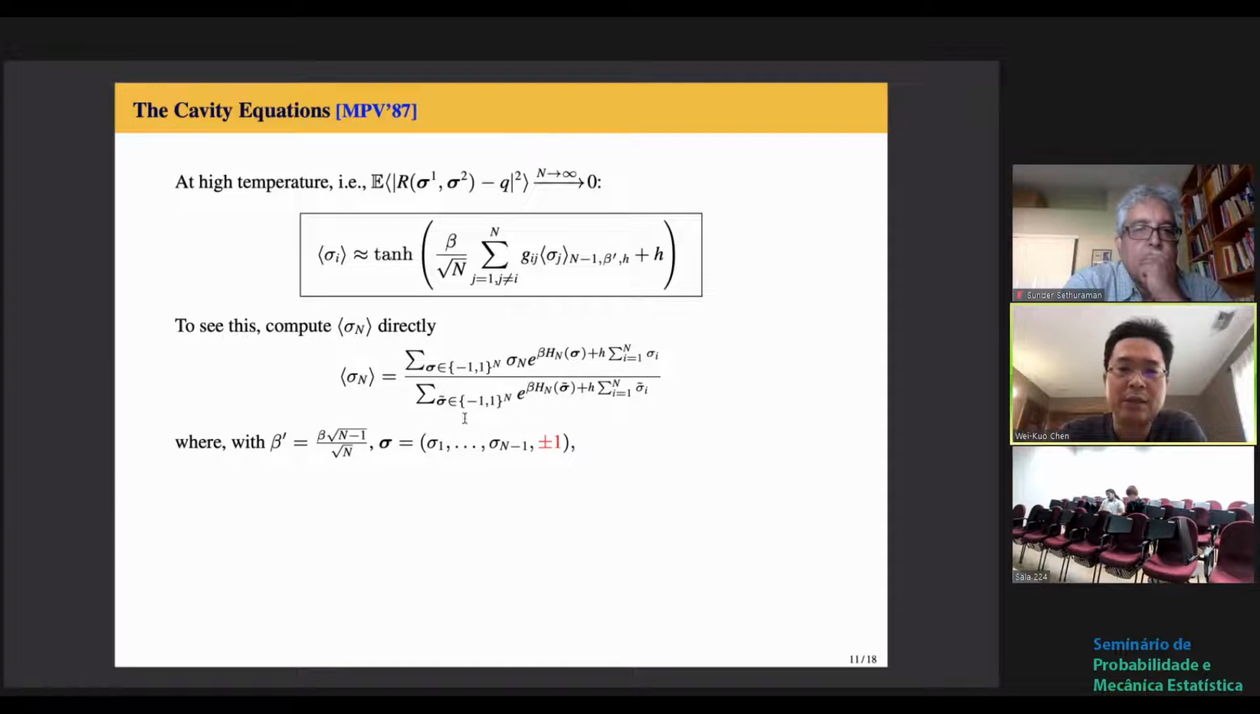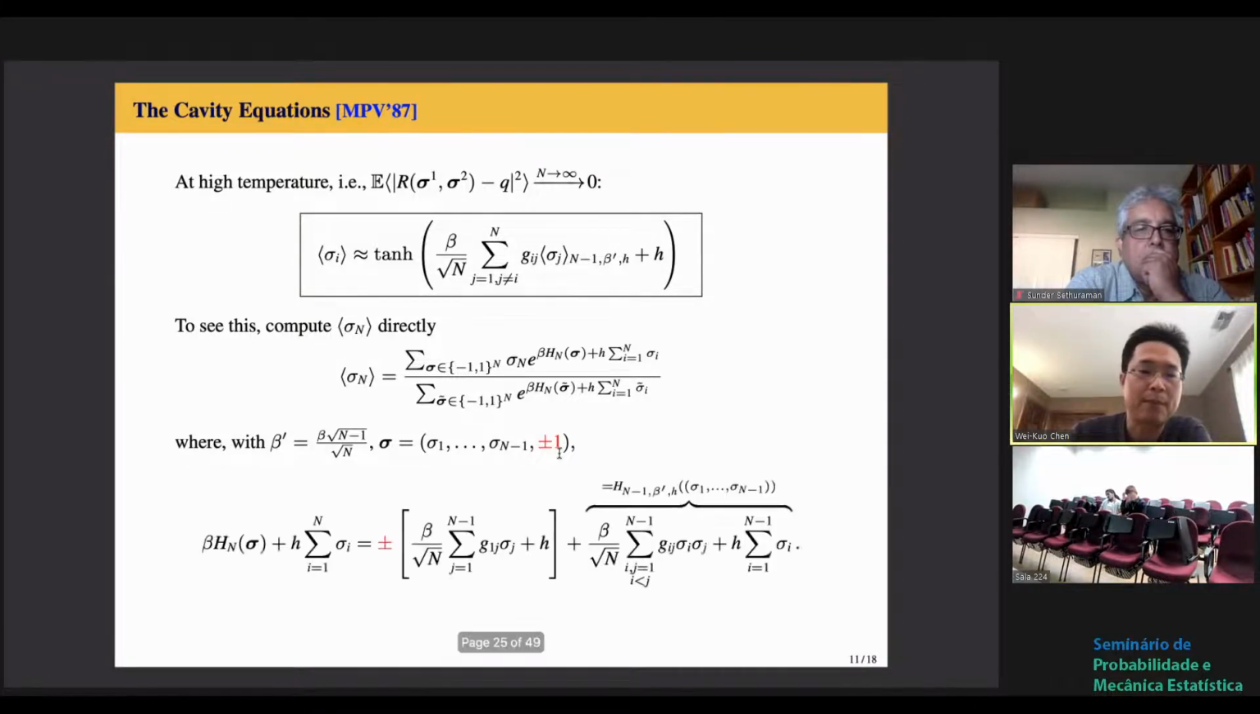So recall this is my definition, the definition to compute this. And I'm gonna introduce this beta prime, which is again the shifted temperature. And sigma, I'm gonna look at the two cases, 1 and -1, at the last coordinate, and see what is going on. All right. So if I look at my original Hamiltonian H_n, I put it here.